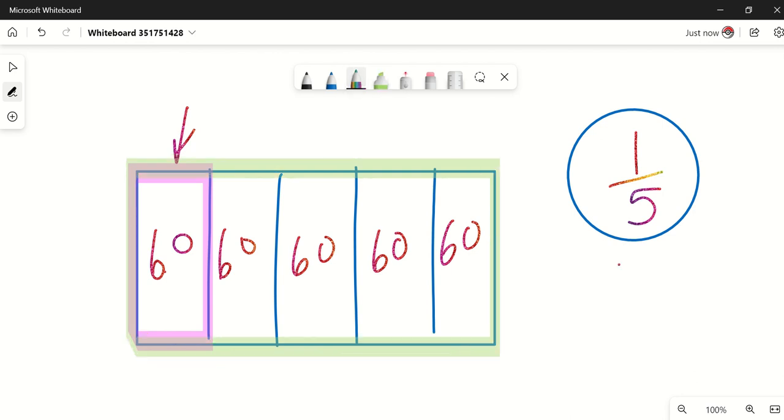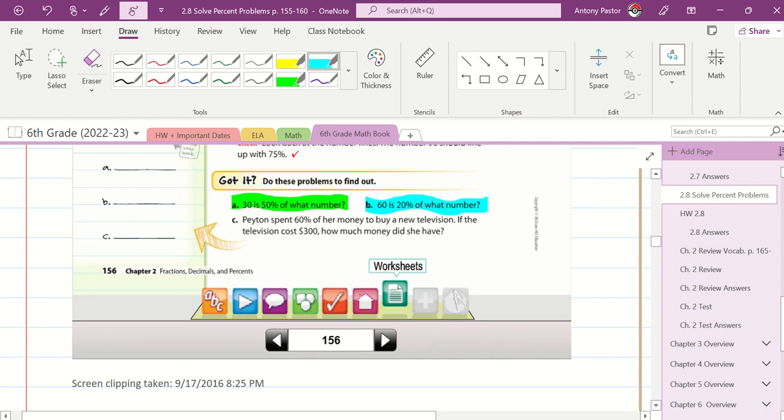If I were to multiply 60 by 5, I'm going to have what my total number is. 5 times 0 is 0, 5 times 6 is 30. My total is 300. So 60 is 20% of 300. And last but not least, C.